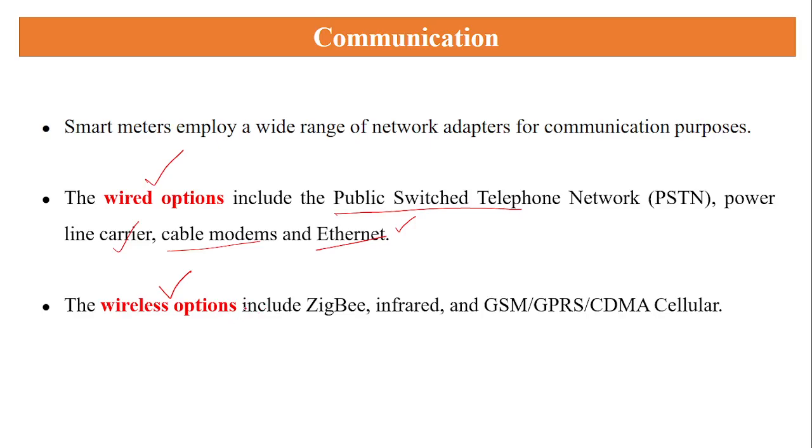Another option is the wireless option. Wireless options include Zigbee, infrared, GSM, GPRS, CDMA, cellular. These are the methods we can use to connect the smart meter to the database system. Either we can go with the wired option or the wireless option. The most affordable option is Ethernet. So that's all about the smart grid.